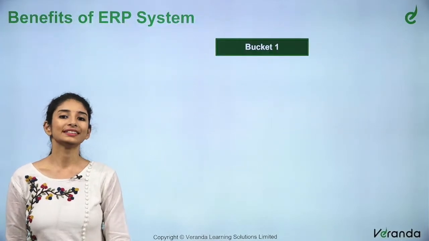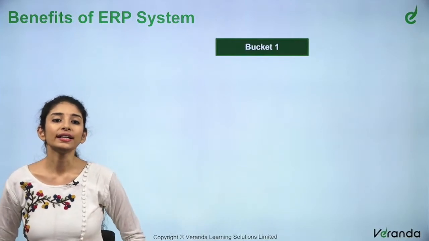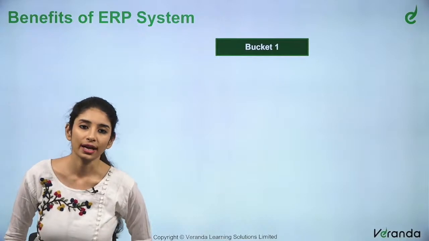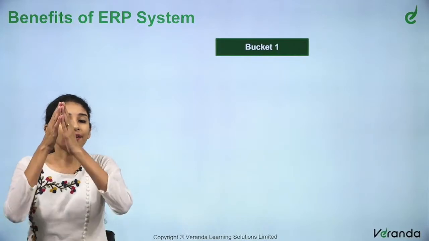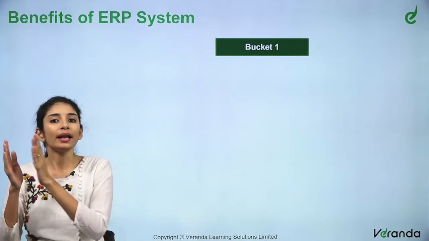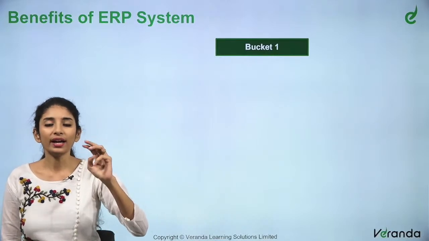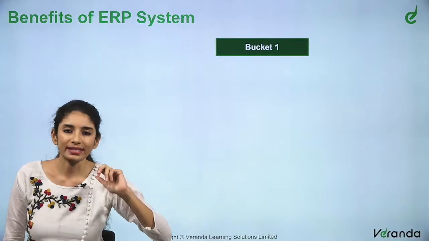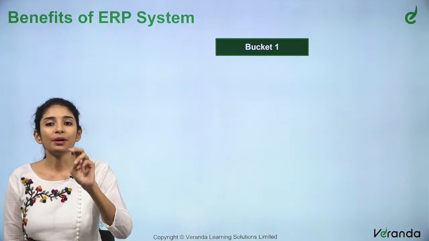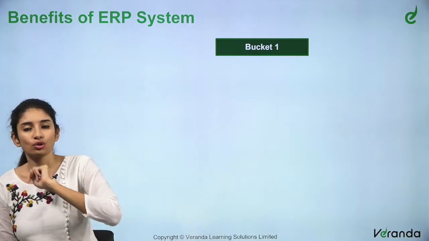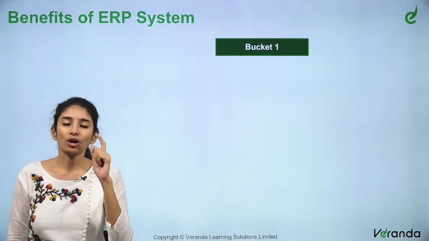Benefits of an ERP system. Now this is a good question, can be asked in the exam. Let us see how we are going to study this. There are so many sub-points under this, so what we are going to do is divide it into two buckets, bucket 1 and bucket 2. Under bucket 1, we have three side headings: time, information, cost. Under time, 3 points. Under information, 2 points. And under cost, 2 points. Time, information, cost. 3, 2, 2. That is your bucket number 1.